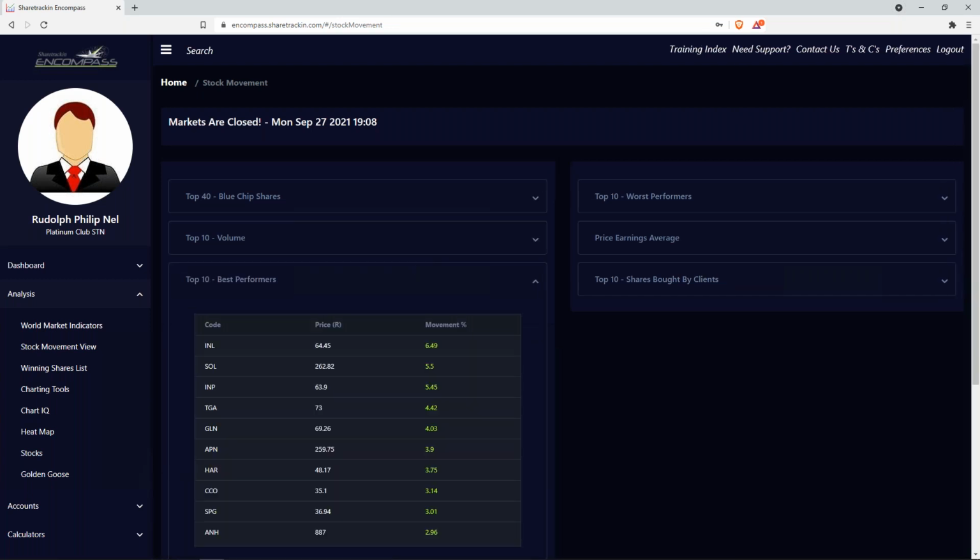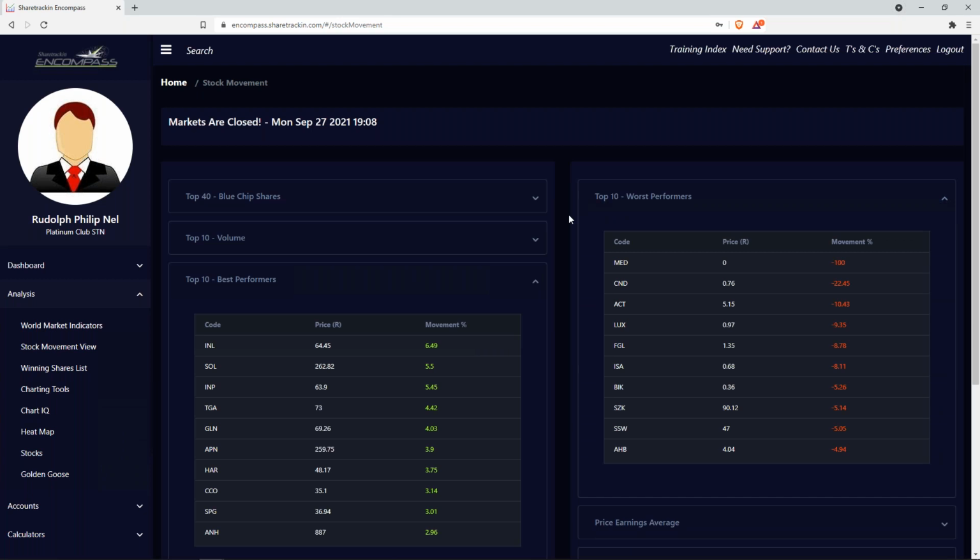Then your top 10 best performers and top 10 worst performers will show you your best performing shares for the day, and then also your worst performers for the day. So the best, so it won't put it like the best one at the top. Okay, no, sorry, actually, best one at the top. So INL was the best performer for the day with a percentage movement of 6.49%, and then the worst performer for the day was Mediclinic MED.